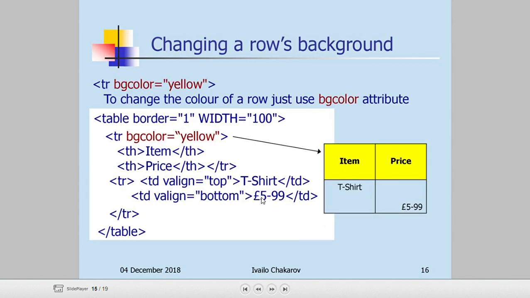Now let us change a row background. If you want to change the color of the background for a table, we are going to make use of the bgcolor attribute. Here, as shown in the following figure, for the first row we are setting the background color as yellow.